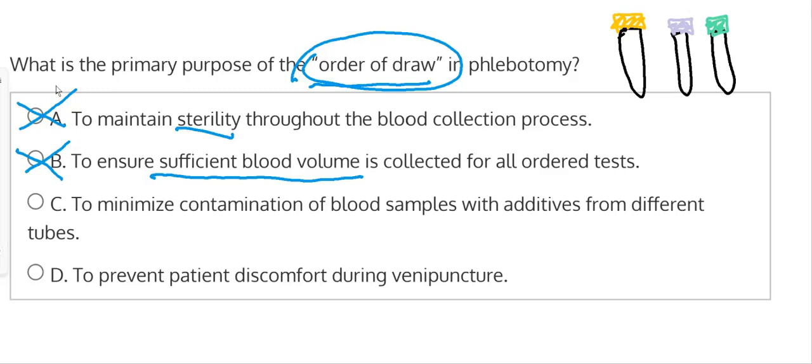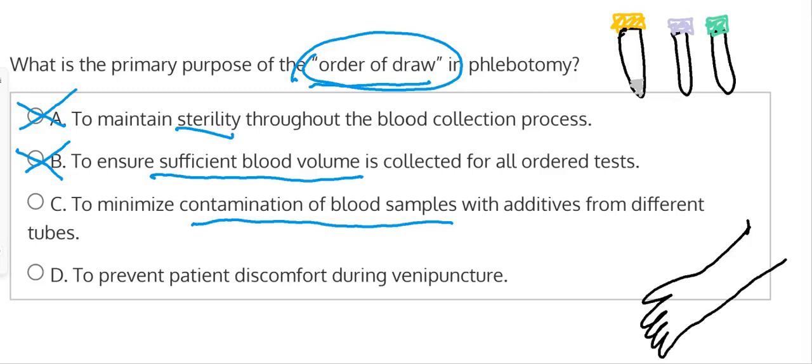Option C says to minimize contamination of blood samples with additives from different tubes. Let's say you have your gold top here, which has an additive. Let's draw an example. We have our patient's arm here, and their vein is over here. You have your collection vacutainer connected to the needle, your little vacuum tube, and now we have our gold top connected here. You've got your additive substance on the bottom.